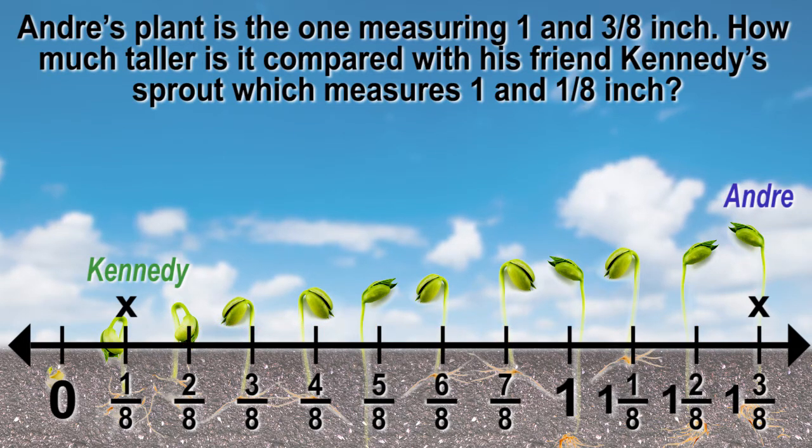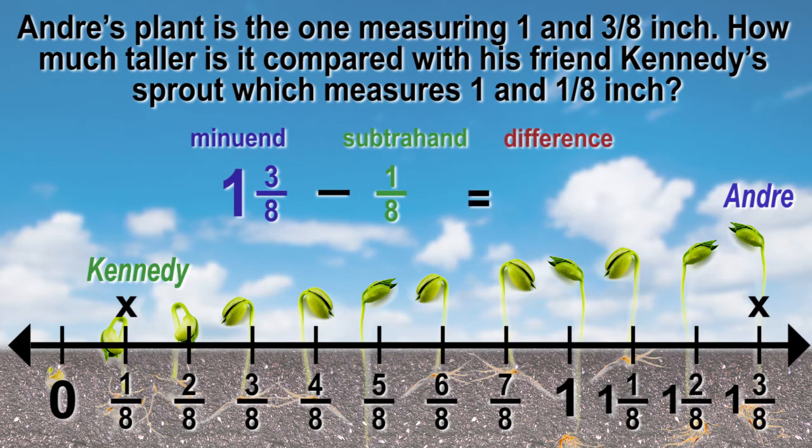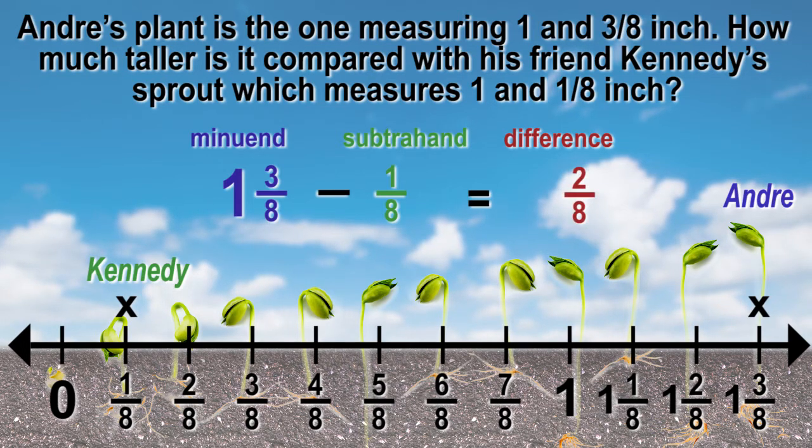Another way to solve this problem would be to write the equation and solve. The equation would be Andre's sprout of 1 3/8 inches minus Kennedy's sprout of 1/8 inch equals the difference in height. Start by subtracting the fractional pieces. 3/8 minus 1/8 equals 2/8. 1 whole minus no wholes equals 1 whole. The difference is 1 2/8 inches.